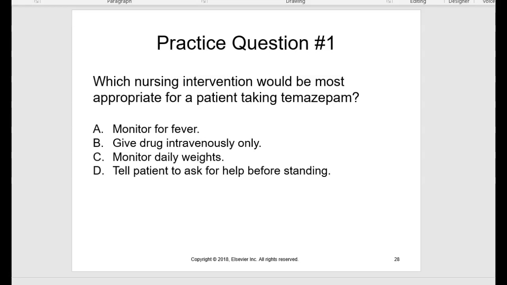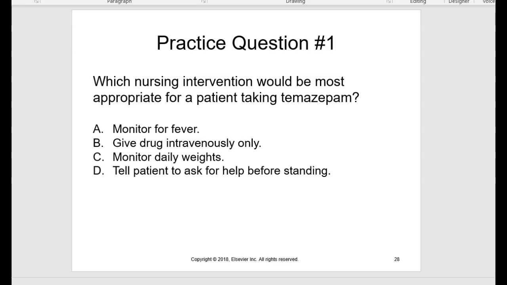In this case, PAM should clue you into what classification this medication is. And if there aren't clues, then you need to look it up, figure out what the classification is, and then try to determine the correct answer based on knowing what happens with medications in that classification. So go ahead, pause the video, think of what it might be. If you chose D, that is the correct answer. For safety, the patient would need to ask for help before getting up, especially an older adult who may have an unsteady gait when taking a sedative hypnotic.